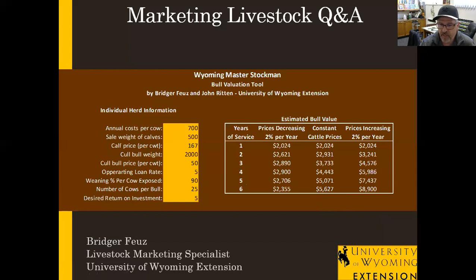So not a bad thing. This is just a starting point to give you an idea of the value of that bull based on the expected return on your investment that you're looking for. Now, if you think that the market prices are going to be decreasing year over year by 2% over the next several years, then this is how much you can afford to pay for a bull by looking at this column. If you think market prices are going to be increasing year over year by about 2%, then you would look at this column in terms of how much you can afford to pay now for a bull.